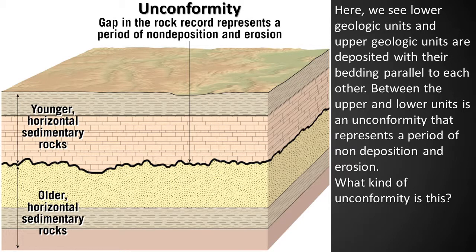Here, we see lower geologic units and upper geologic units that are deposited with their bedding parallel to each other. Between the upper and lower units is an unconformity that represents a period of non-deposition and erosion. What kind of unconformity is this? That's right, this is an example of a disconformity.